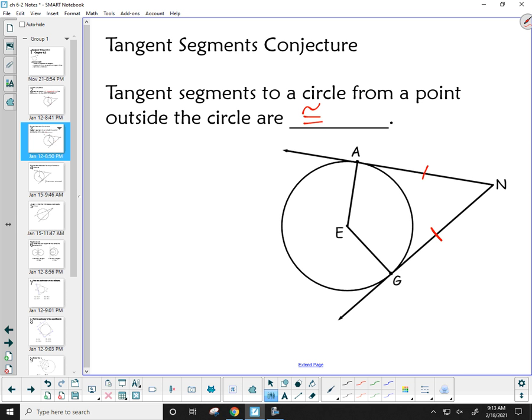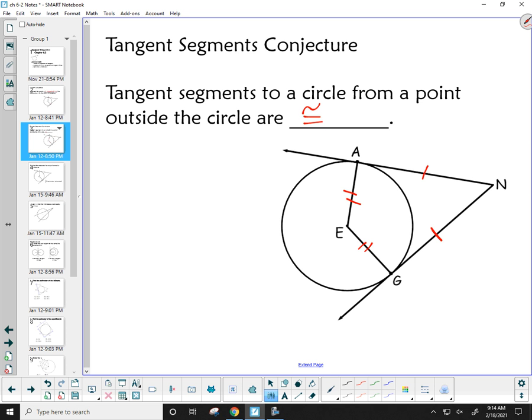All right, so here's where I want to make this connection. If they're coming from that same point outside, these two tangent segments are congruent, right? Keep in mind, AE and GE are radii, right? So they have to be congruent. What shape did I just make? A kite. So when you connect the tangents and the radii to the points of tangency, they actually make a kite. So all those kite properties are going to hold true.